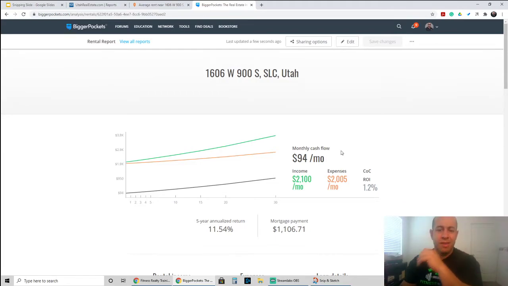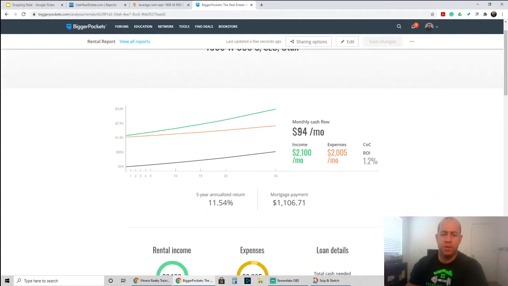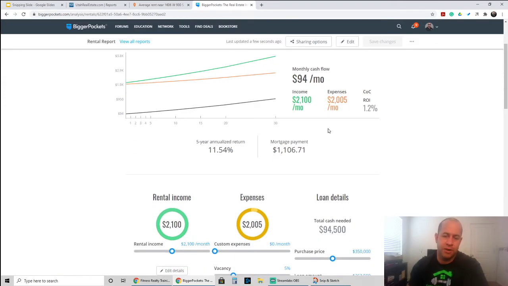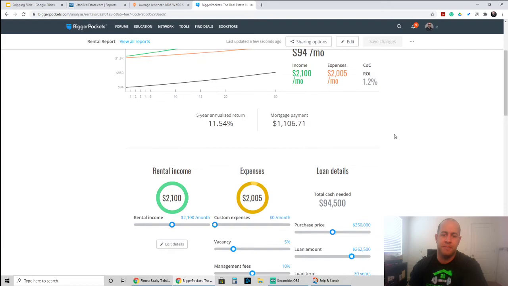$94 a month. This doesn't look too terrible, actually. A lot of people want to make way more than this. I've had investors say if they make $50 a door, that's good enough. If they're making $100, that's really good. If you're making way more than that, like some of the investors I know right now, they either bought the house a while ago or they just found a screaming deal. Either way, kudos to you guys.